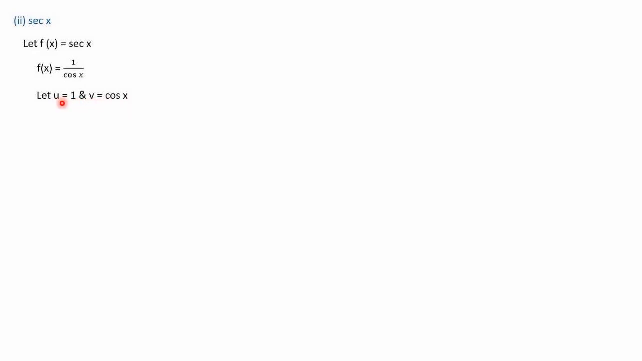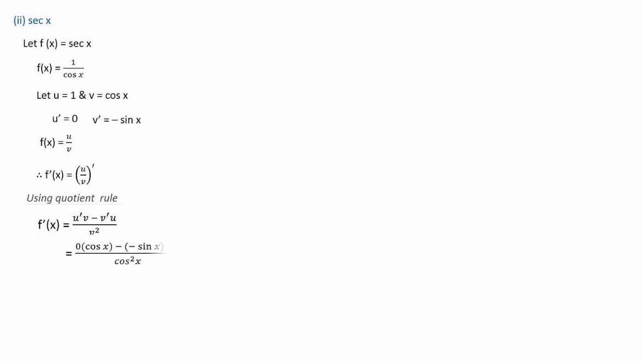As before, let's find out its derivative, that is u dash, derivative of 1, is equal to 0, v dash, that is derivative of cos x, is equal to minus sin x. Then f of x is equal to u by v, then f dash x is equal to the derivative of u by v, that is u by v the whole dash. By applying the quotient rule we can write, quotient rule we have learned, that is denominator square, then denominator into the derivative of numerator minus numerator into the derivative of the denominator, that is u dash v minus v dash u by v square.